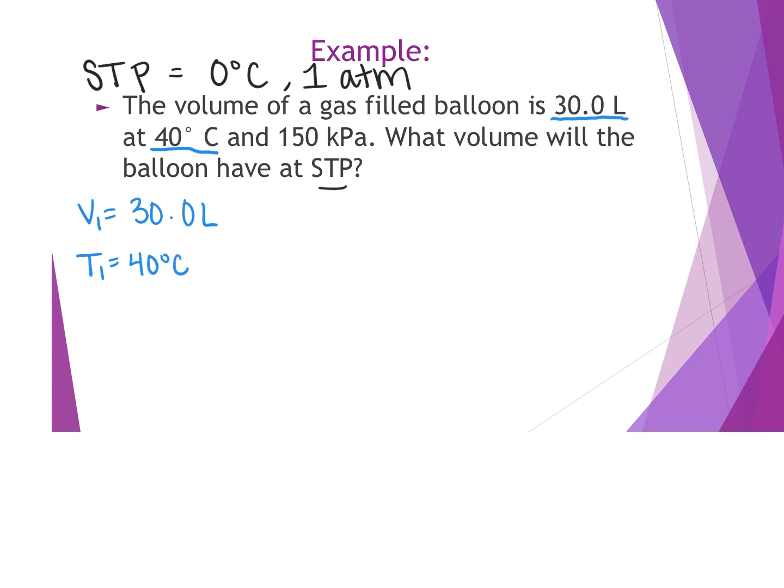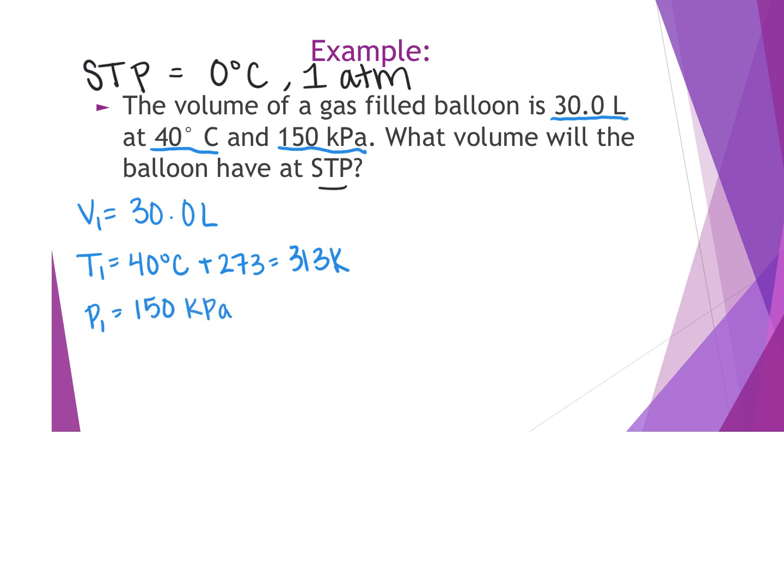Are you ever going to be in Celsius? Okay, so how do you convert to Kelvin? Okay, so it's 273 plus 40. Okay, so convert right away so you don't forget. So 313 Kelvin. And then that third number is 150 kPa. kPa is a unit for pressure. So P1 is 150.